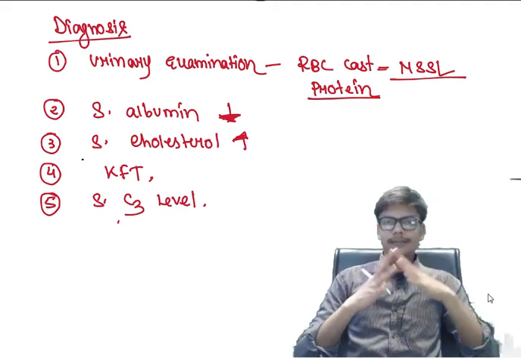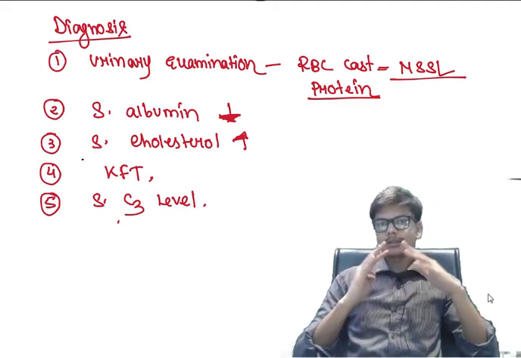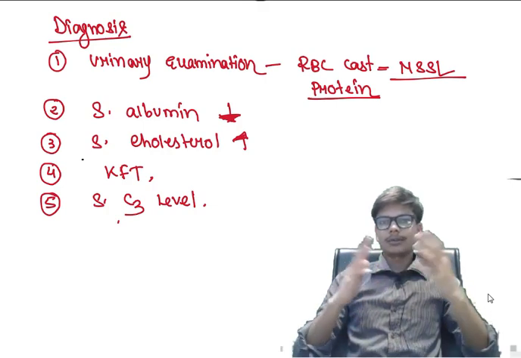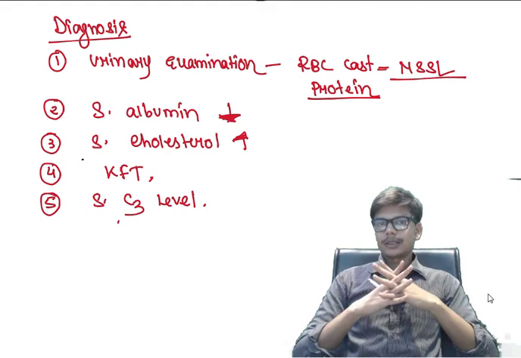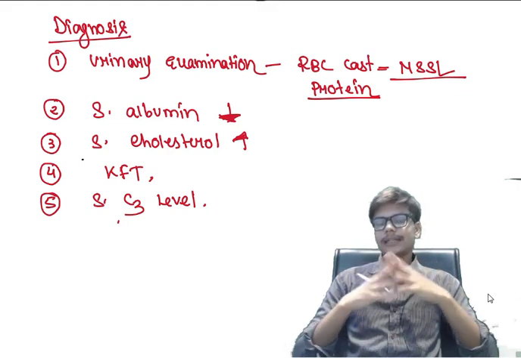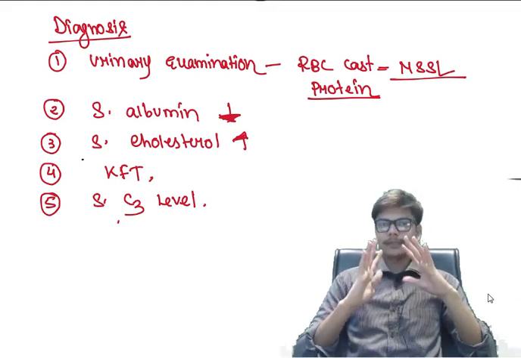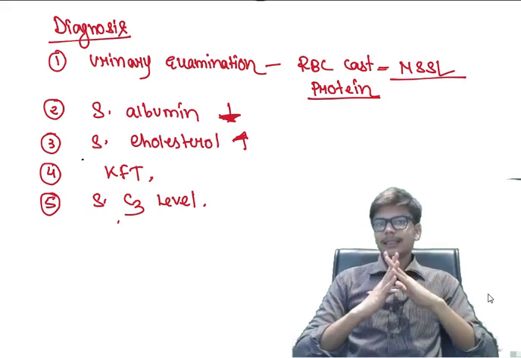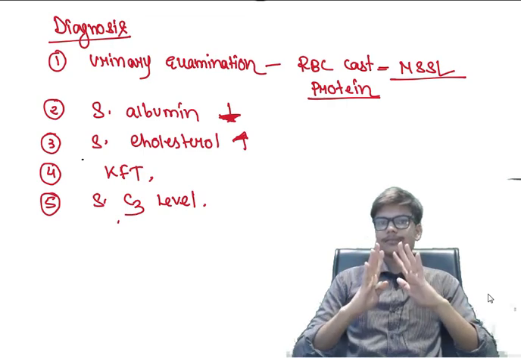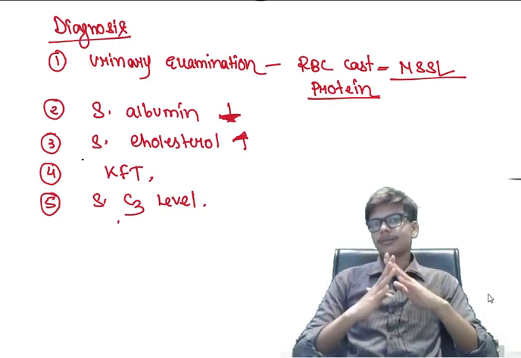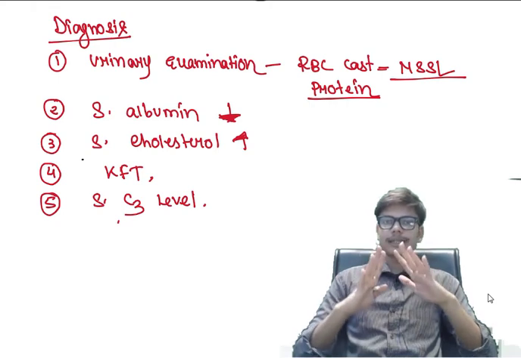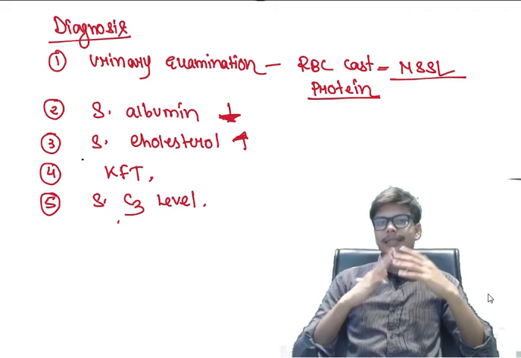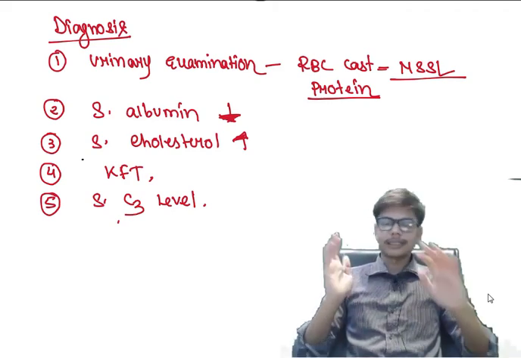If the nephrotic syndrome is idiopathic, that is primary nephrotic syndrome, there will be no other secondary cause associated with it. But we may never know whether or not there is a secondary cause. So if we suspect through our history and examination that this patient is not an idiopathic nephrotic syndrome, but it is due to some other disease which has also led to nephrotic syndrome, then we have to investigate for that secondary cause of nephrotic syndrome.